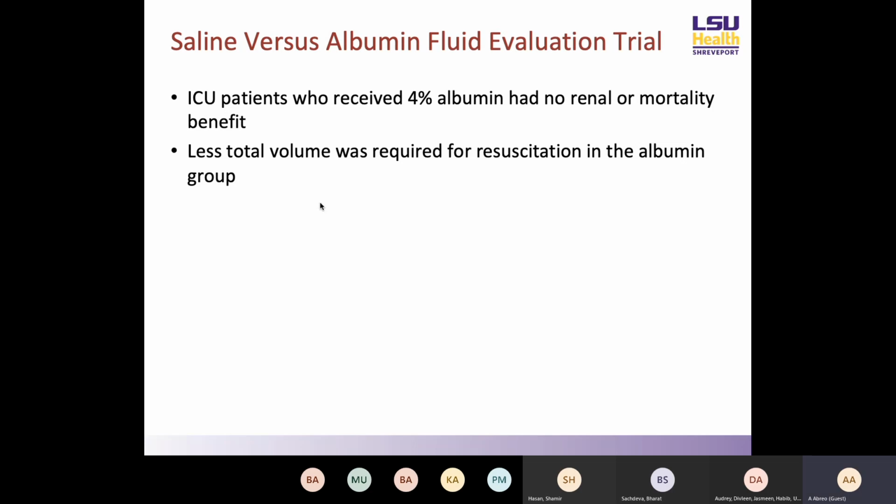The one benefit that you could gather from this was that it took less total volume for resuscitation in the albumin group. So that may help the ICU team by giving albumin to patients that they're concerned may develop volume overload. So you can get some more bang for less of a buck, I guess, by giving albumin.